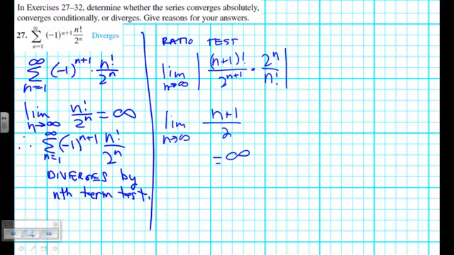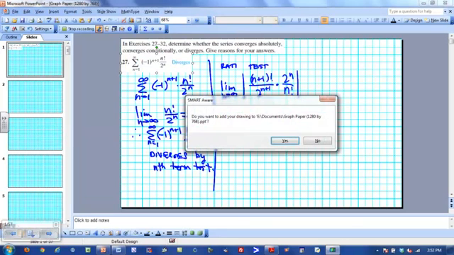And that's the big lesson to be learned. Capiche? N factorial is quick. All right, so there's number 27. It diverges. What about seeing if it's absolutely convergent? If it diverges, it can't be absolutely convergent.